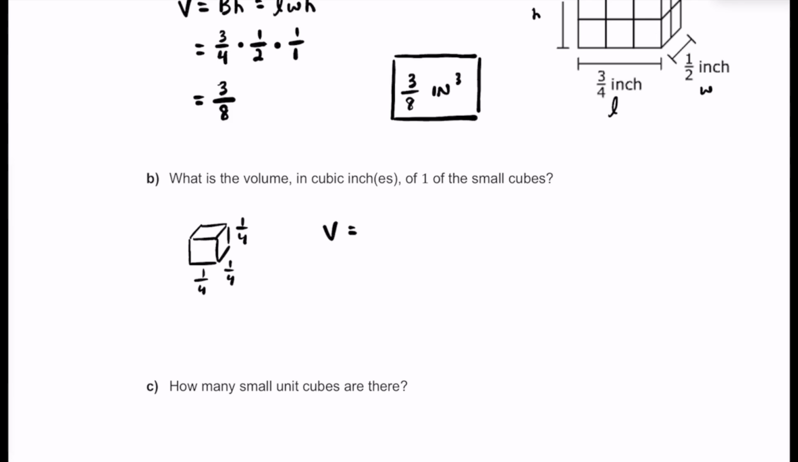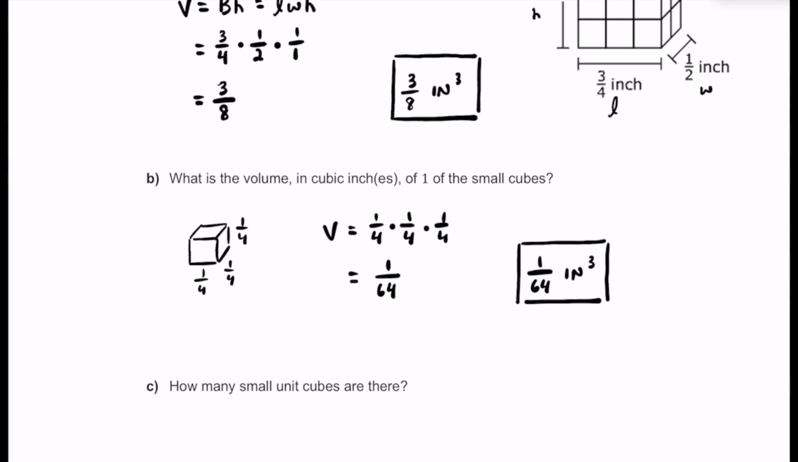Well, it's going to be length times width times height, or 1/4 by 1/4 by 1/4. And so the volume of one of these little cubes is going to be 1 over, and then 4 times 4 times 4 is going to be 64. So the volume of one little cube is going to be 1/64 of a cubic inch. That's how much space one of these little cubes takes up.